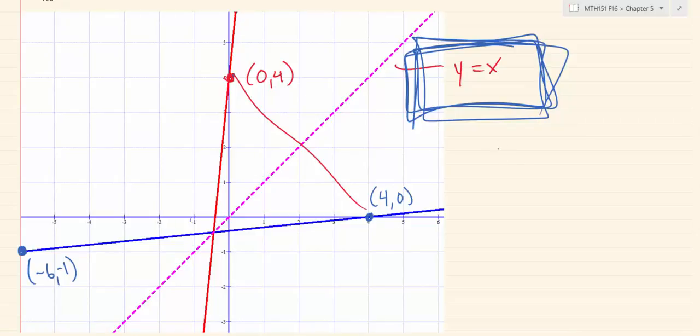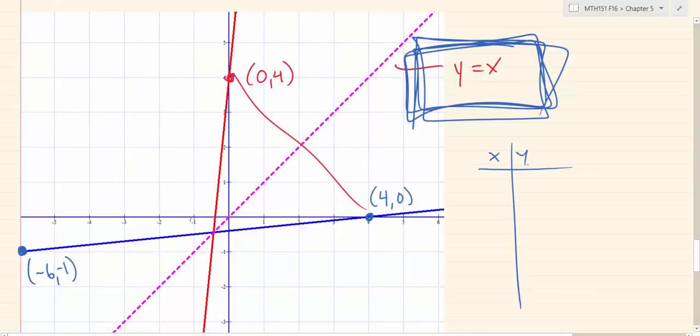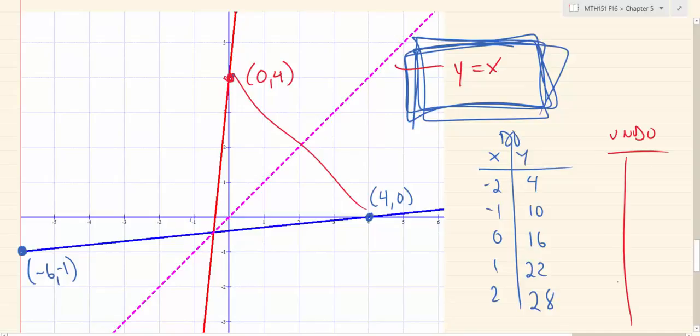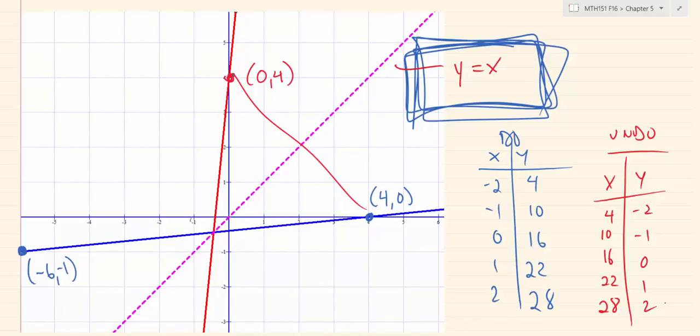Here's another way to look at it. If you were to make a table of points, x and y, and you put in -2, -1, 0, 1, and 2, and maybe your y function gave you 4, 10, 16, 22, 28. If this is your do function, then your undo function is going to be x, y, 4, 10, 16, 22, 28, -2, -1, 0, 1, and 2. You swap the x and the y. Graphically, you swap x and y. Table-wise, you swap x and y.